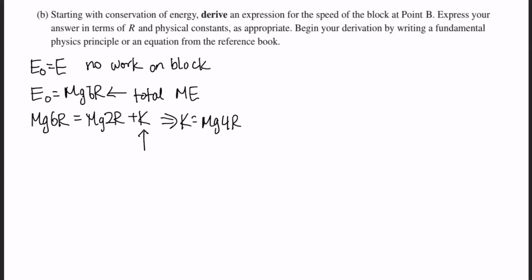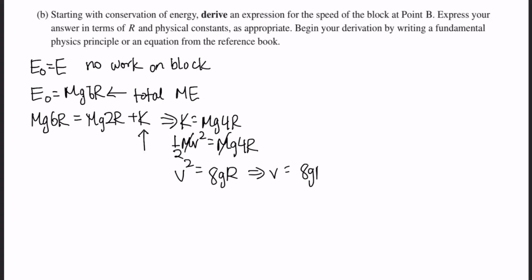And kinetic energy can just be written as 1/2 mv squared. And we're going to set that to mg times 4r again. And if we cancel some things out, we see that the velocity squared is just equal to 8gr. And that means that the velocity is the square root of 8gr. And we have our answer right there.